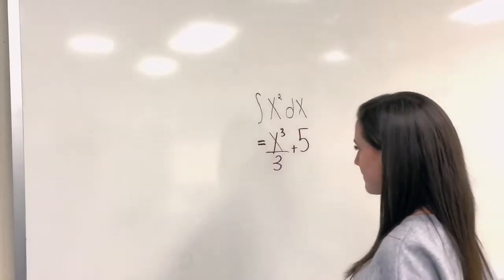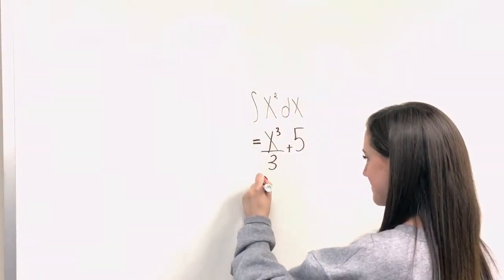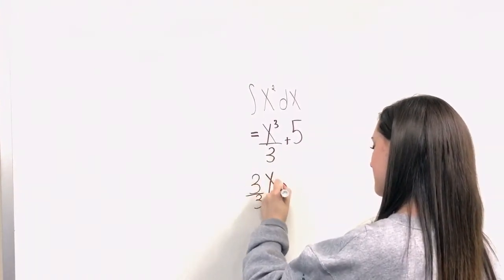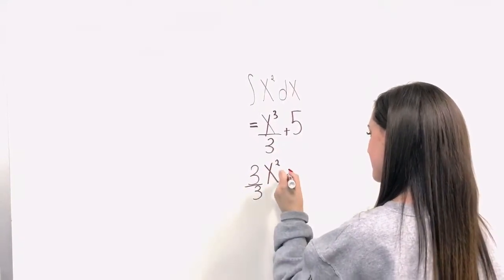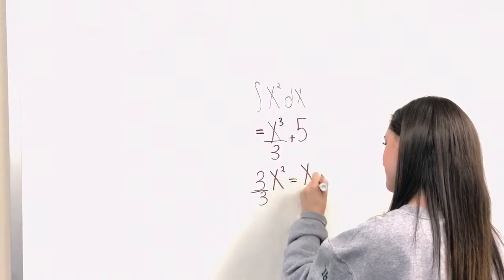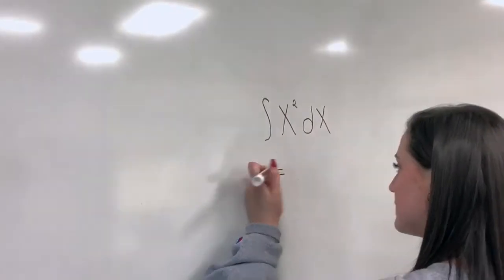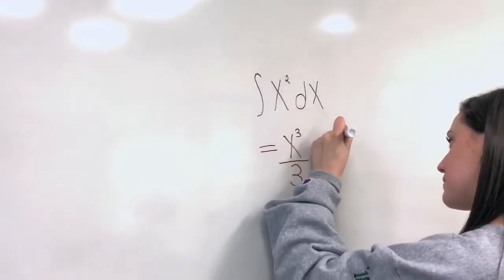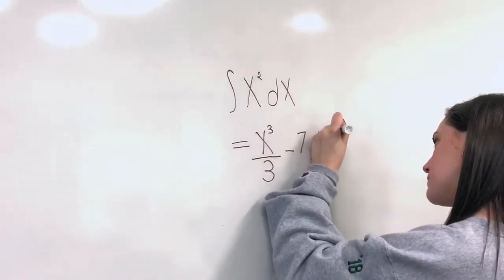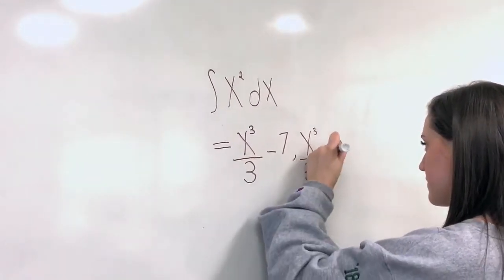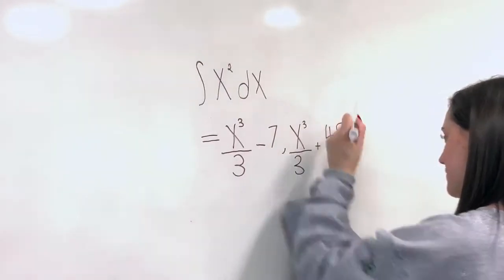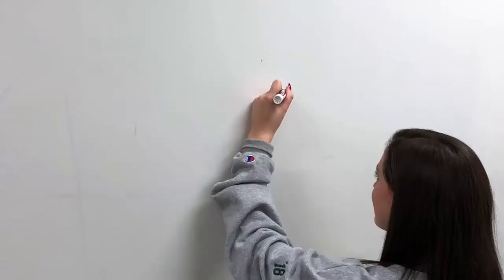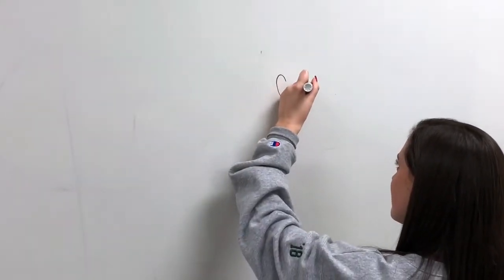So let's check that by taking the derivative. We bring the 3 in front to get 3/3 x, and decrease the power by 1 to get 3/3 x squared, which simplifies down to x squared. Another antiderivative of x squared includes x cubed over 3 minus 7, or x cubed over 3 plus 48, and so on. This works because the derivative of a constant will always equal 0, so that doesn't affect the rest of the equation. Now we're going to take the antiderivative of 8x.